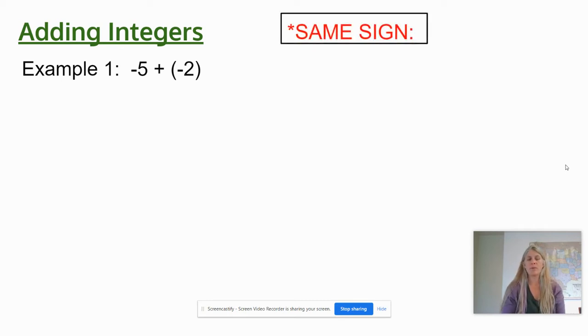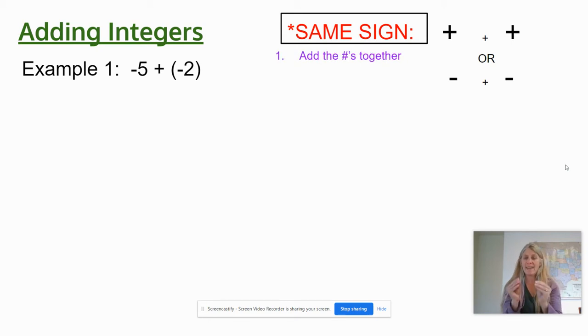Now notice that both of our items that we're adding together have the same sign. They're both negative. So when both of the numbers that we're adding together have the same sign, we follow a specific set of rules. So if we have a positive plus a positive, which is the traditional, first type of adding you've done, like 4 plus 6, or if we have a negative plus a negative, which is what you see in example 1, then our first step is we add the numbers together.